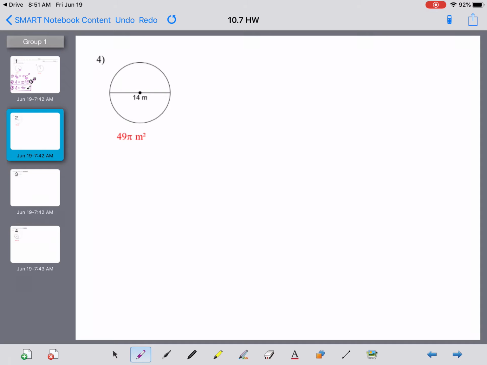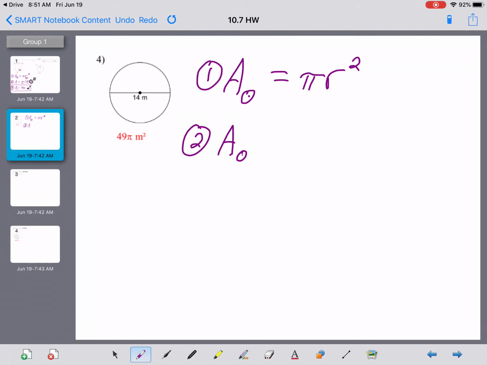The directions are the same here. They're still asking you to find the area of the circle, and there's only one formula we have for area of a circle, everybody. It's pi times your radius squared. So, as I was just saying, we need to know the radius of that circle. Well, in this problem, they gave you 14, which was your diameter. That's going to be 14 meters.